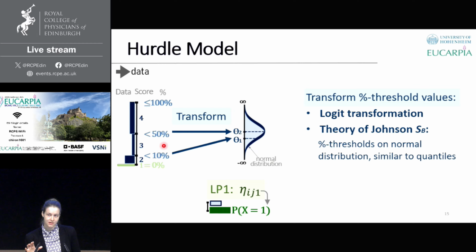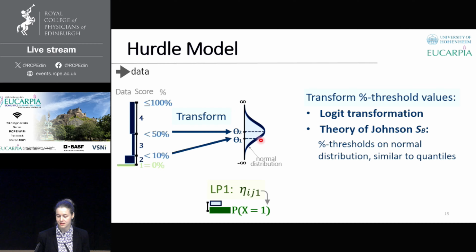We would do an intermediate step before we go to modeling. We transform our data. Precisely, we don't transform our data. We do transform the thresholds because we know the thresholds, so it's good to use them. The thresholds are transformed according to Johnson SB. The theory of Johnson SB simply says we take a value, we transform it according to this formula, and we get a value that is normally distributed. If we do this with our thresholds, we get them normally distributed.